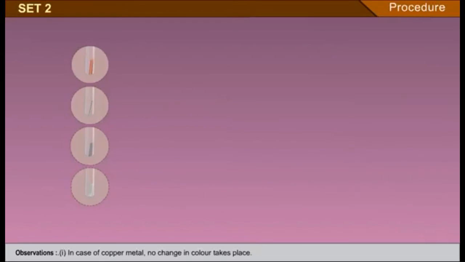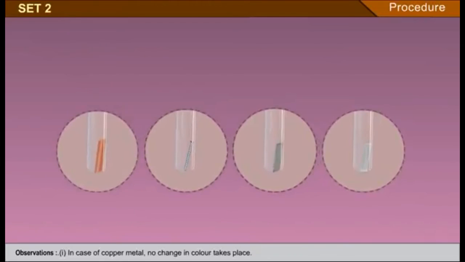Observations. 1. In case of copper metal, no change in color takes place. 2. In case of iron metal, no change in color takes place. 3. In case of zinc metal, a grey deposit of iron is formed on its surface. 4. In case of aluminium metal, a grey deposit of iron is formed on its surface.